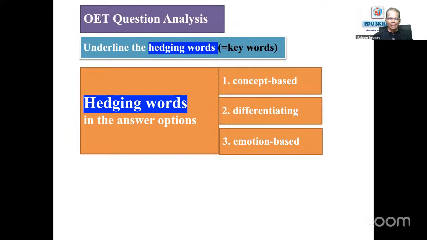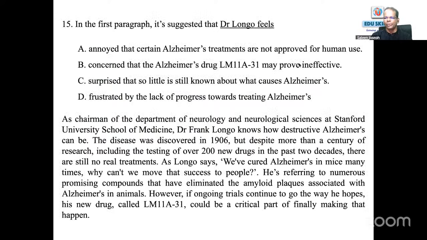Especially in reading part C, you have attitude-based questions, asking for the attitude or opinion of the author or writer. So emotion-based words will be mentioned in the answer options. It doesn't mean you will have all these three types in all the questions. Sometimes you will have only one word each in option A, B, C, D. But then some will have one, some will have two, some will have all three hedging words. Okay, now let's check one example.